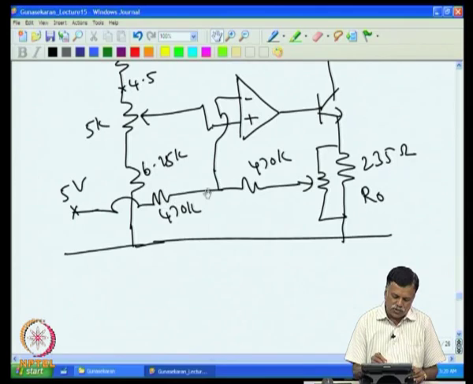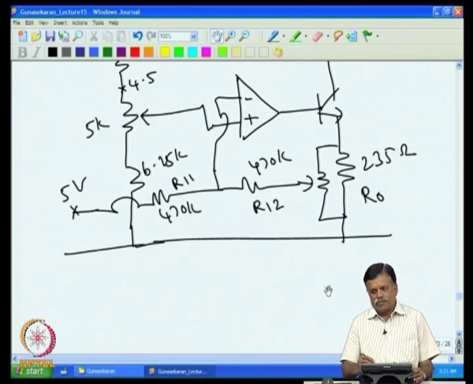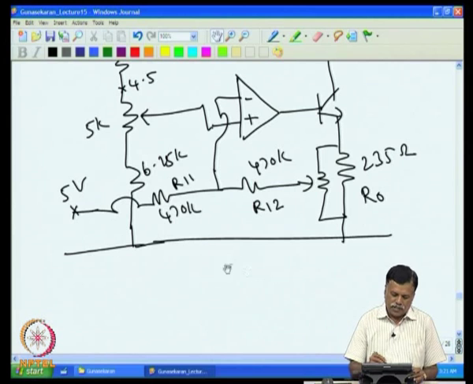As you can consider these two resistors, this 470 k and 470 k. Now, let us name them. Take this as R11 and this as R12. If R11 and R12 change with temperature, then also the output current is expected to change. So, we assume one is increasing, one is decreasing, and we will take 50 ppm drift. This is going up by 50 ppm and this is coming down by 50 ppm.